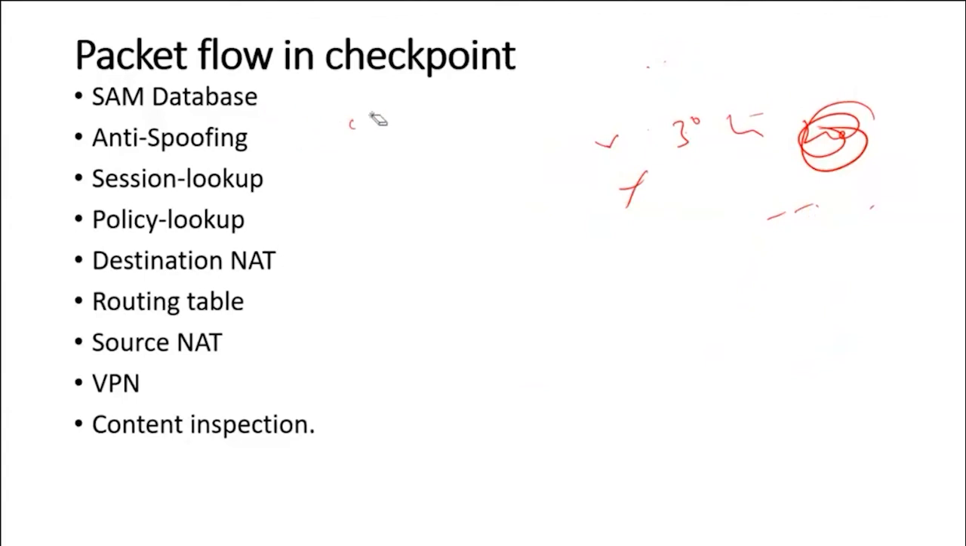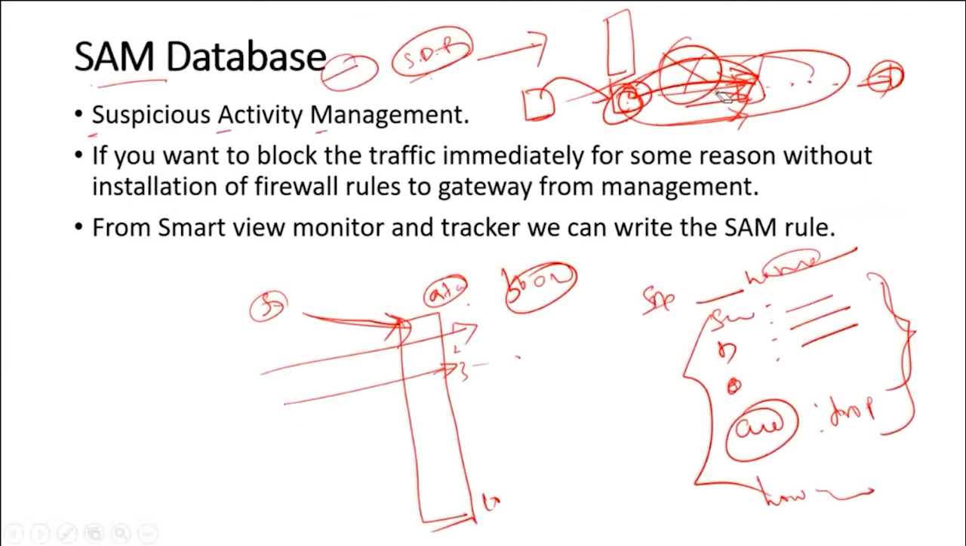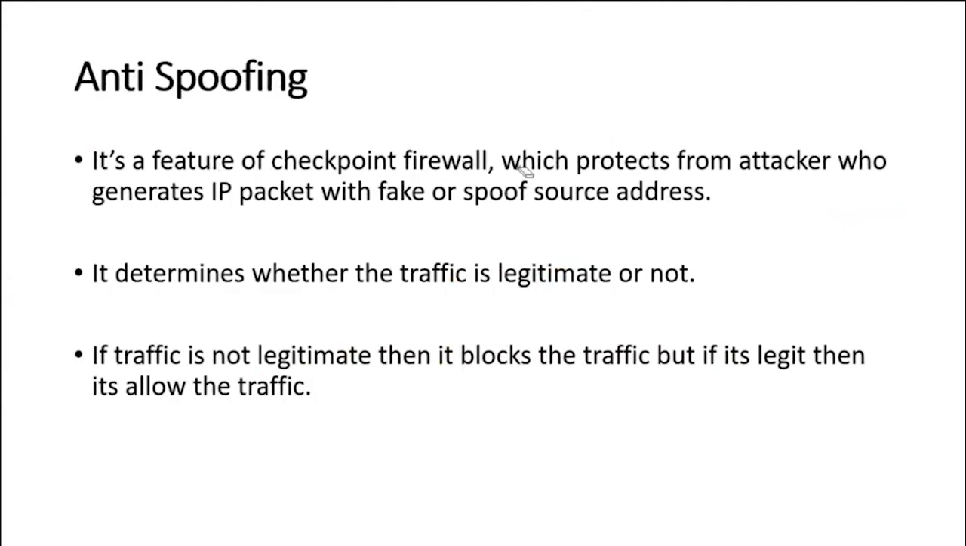So the next one is anti-spoofing. Let me tell you what is anti-spoofing. Anti-spoofing is a feature of Checkpoint, which protects from the attacker who is generating traffic with a fake IP address. So let me tell you what a fake IP address is. Here you have a firewall, and there are some interfaces.